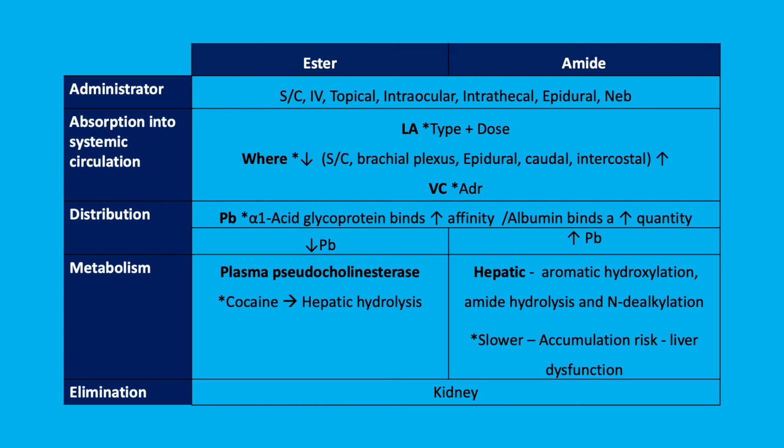With regard to metabolism, esters undergo plasma pseudocholinesterase metabolism, apart from cocaine, and amides undergo hepatic metabolism by aromatic hydroxylation, amide hydrolysis, and N-dealkylation. This is slower and therefore is a risk of accumulation, especially in liver disease. And they both undergo renal elimination, predominantly.